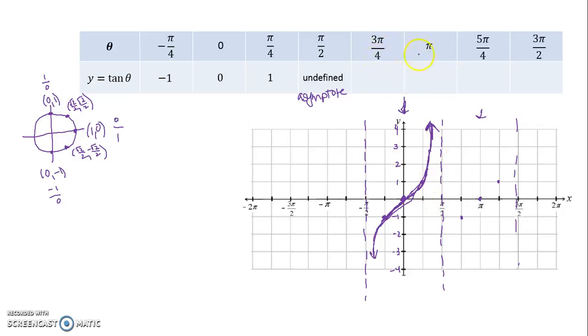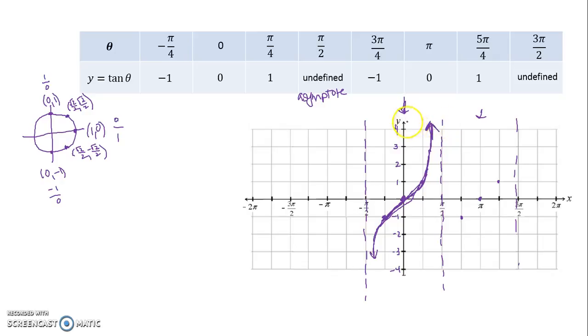Go ahead if you want with your table, filling in what these values are, or I've kind of already shown you the pattern down here. But you can see where I'm getting my undefined.